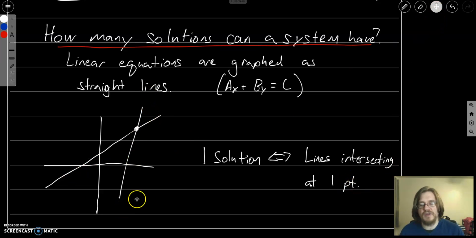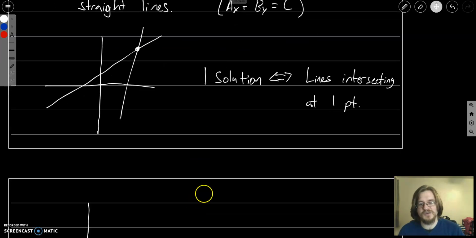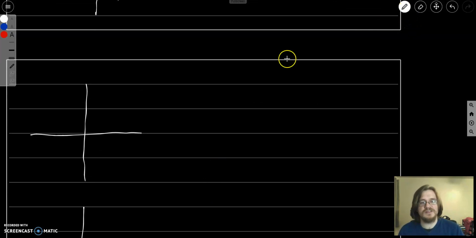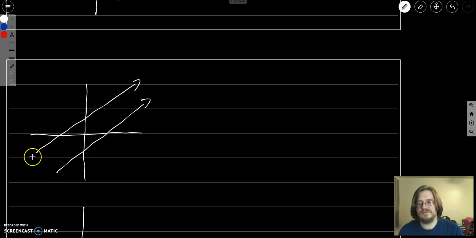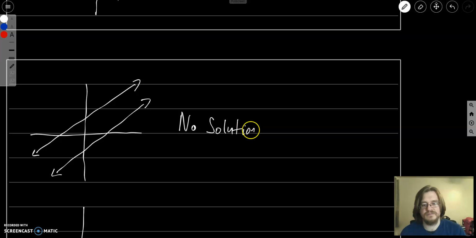Now, not every pair of lines will intersect. We have seen this before. For instance, we could have parallel lines. So here, when we look at where they intersect, these two lines will never meet, and so that means that there is no solution. There is never a pair of numbers that will satisfy both of the equations. So we could have no solutions. And then what this means is we have parallel lines.